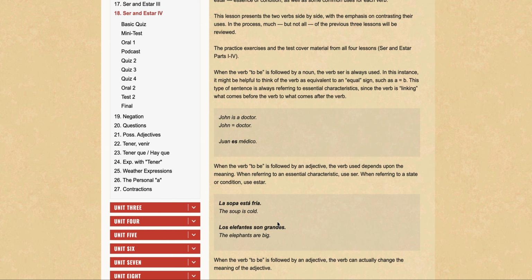we use, here we need to make a judgment call. So if it's about a characteristic or a condition. If it's a condition, we use está. If it's a characteristic, we use the ser form. So la sopa está fría. Fría is the adjective here. It's cold, right? The soup is cold. And because you're talking about a state, a condition, using the estar form, third person singular.